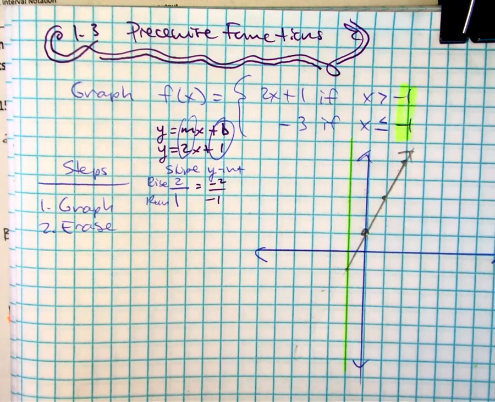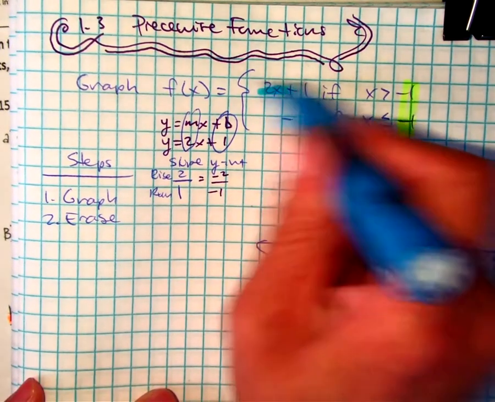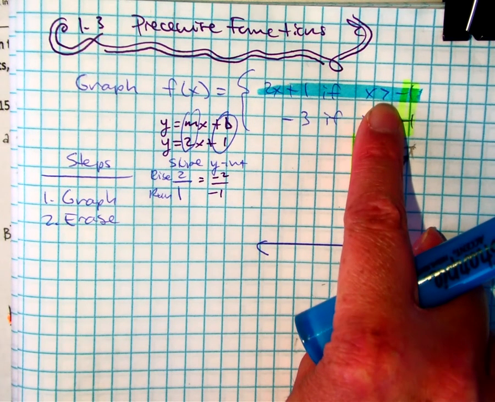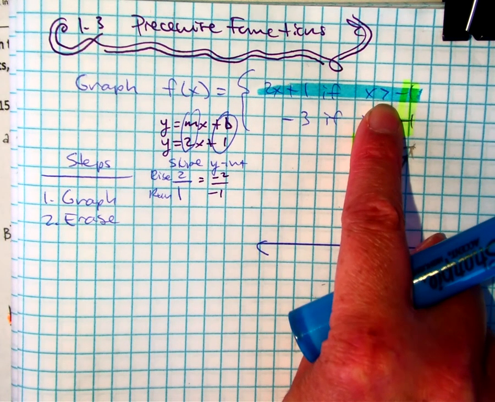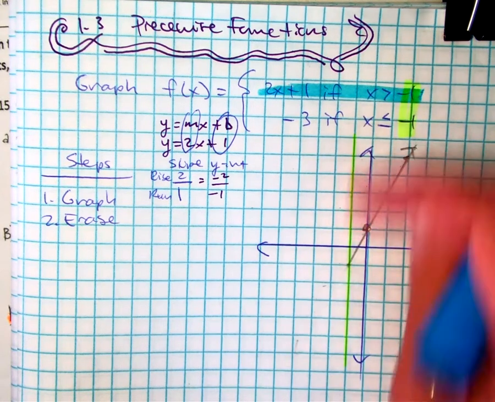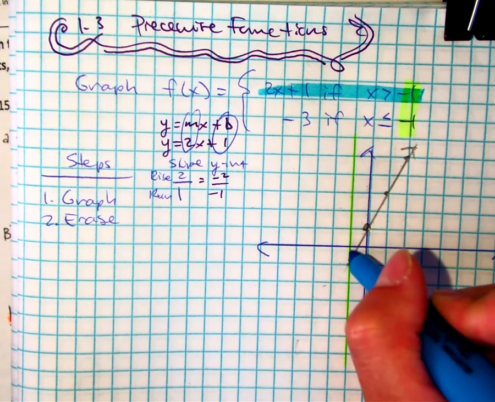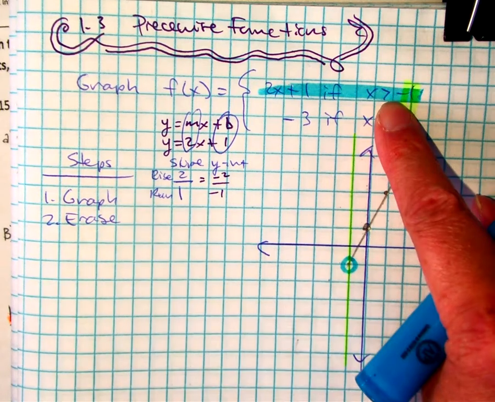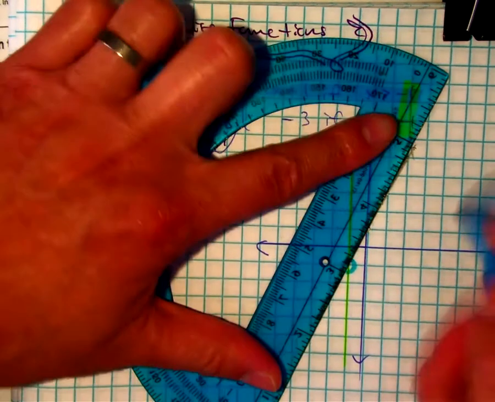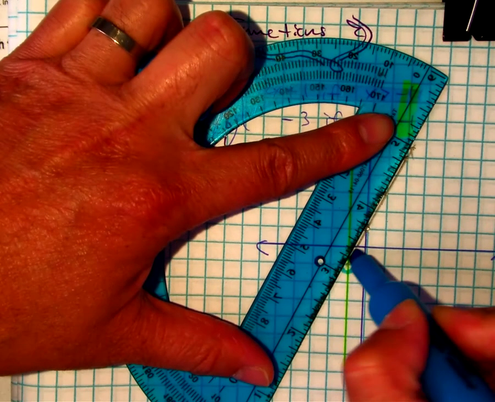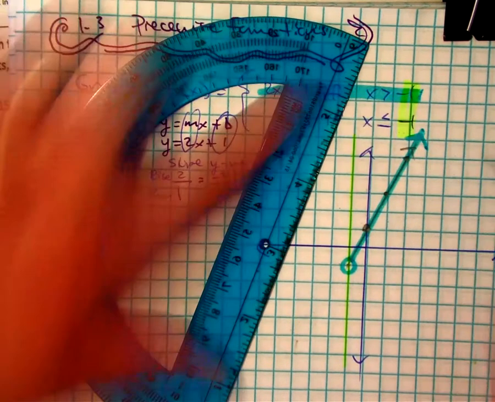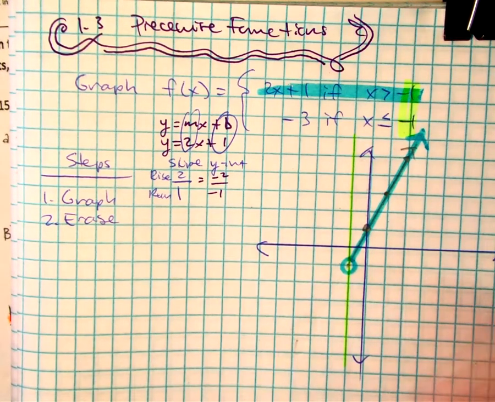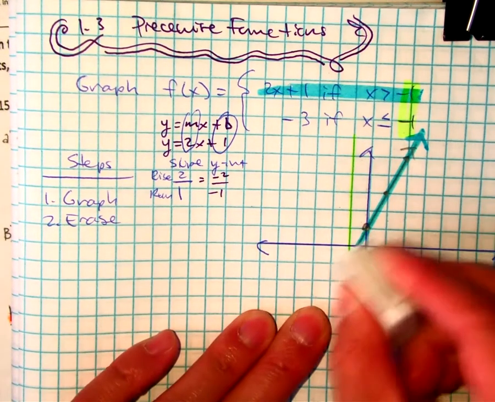Pick your favorite color. Because this says greater than, not equal to, this will be an open circle at the boundary. So here, this is going to be an open circle. There's no equal sign there. And my graph looks like this so far. You can always go back and clean it up so you can see that it's an open circle there.